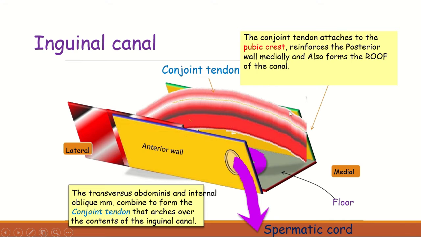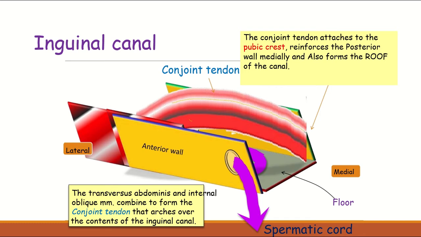So this is the posterior wall, and the posterior wall is being reinforced by the conjoint tendon. This conjoint tendon also forms the roof of the inguinal canal. So the entire roof is being formed by the conjoint tendon, and when the conjoint tendon comes near the medial end, it gets attached with the posterior wall, and finally it reinforces the posterior wall.